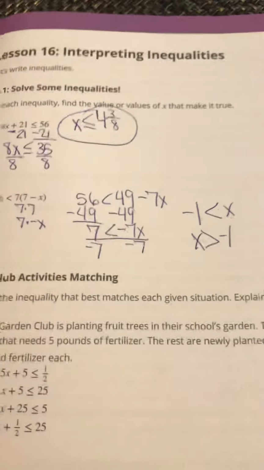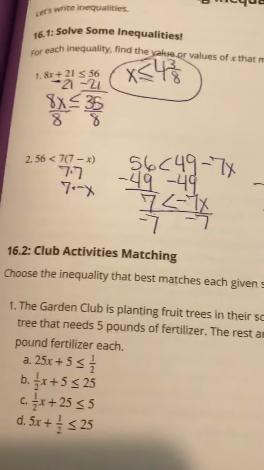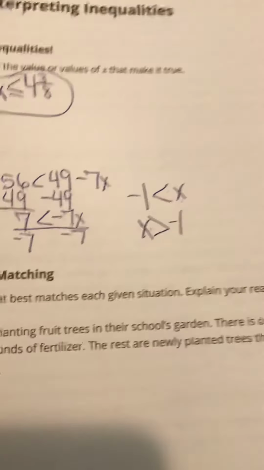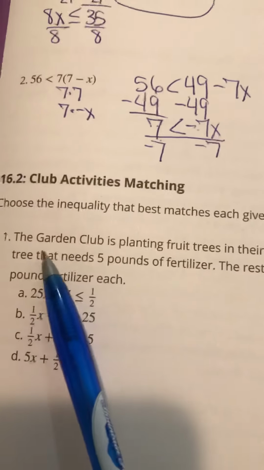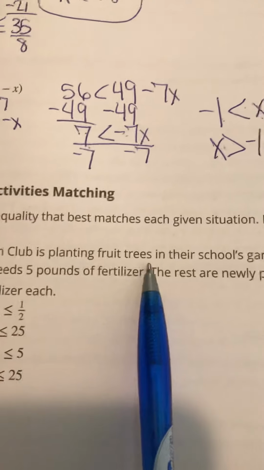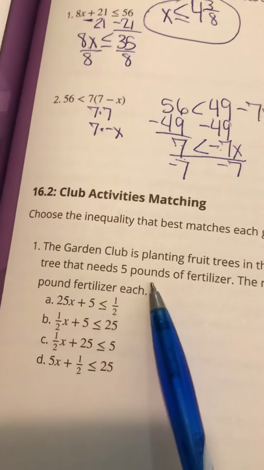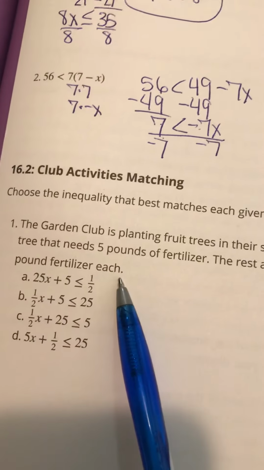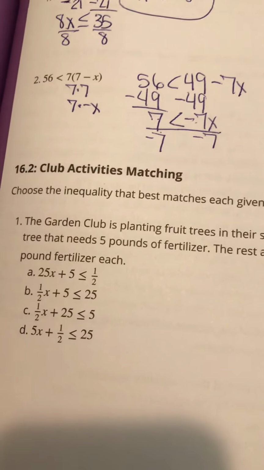Okay? And so we have the club activities matching. So you basically have to choose the inequality that best matches each given situation. And so for number 1, you have the garden club is planting fruit trees in their school's garden. There is one large tree that needs 5 pounds of fertilizer. The rest are newly planted trees that need 1/2 pound fertilizer each. So think about which one it could be.